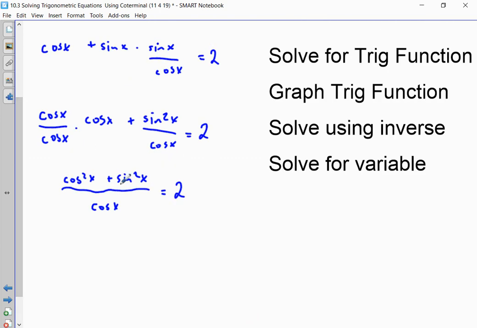This is actually equal to 1 over cosine of x, and that equals 2. Well, from here we have to solve for cosine. So now we're going to cross multiply. And so we have 1 over 2 equals cosine of x. That's cool. All right, so now we solve the trig function. That's what we got. Bing!